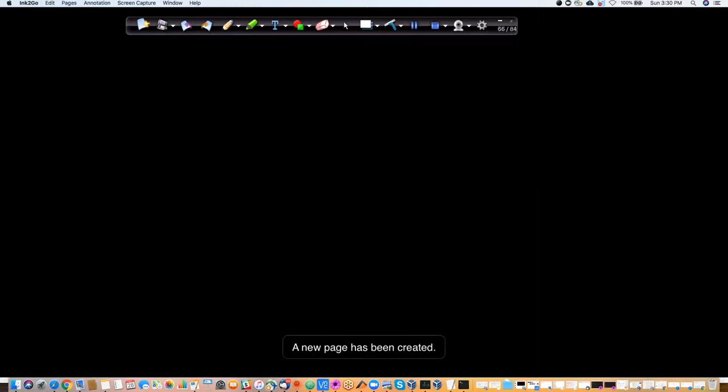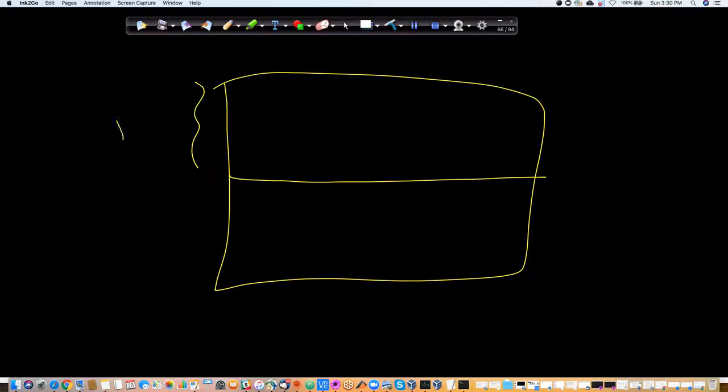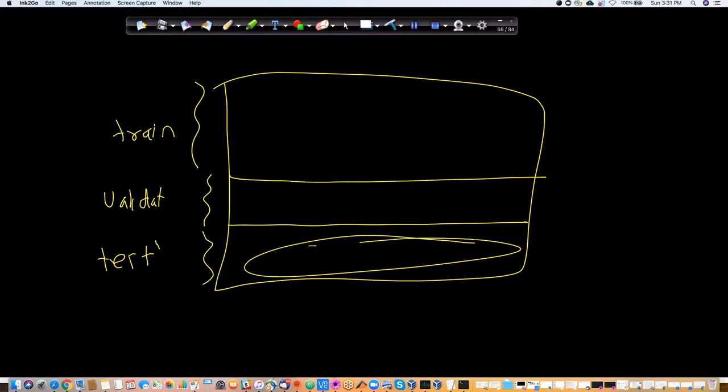Now in order to handle this, what is the solution we have? We will take one portion as train data, another portion as validation data, and the last portion as test data. Now what we will do is, we will not even touch the test data at all. All the hyperparameter tuning will happen between train and validation data. No hyperparameter tuning is going to happen on the test data.